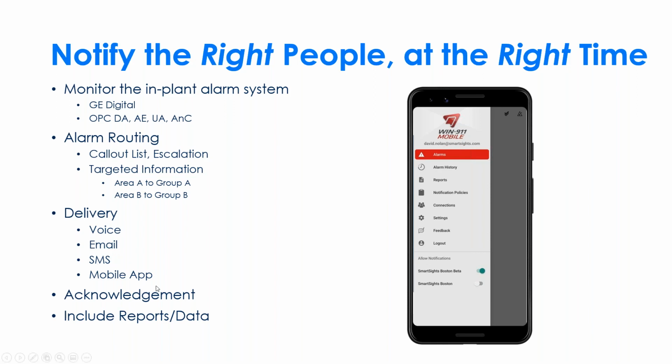With email and the mobile app, we have more sophisticated ways of delivering reports that can include charts, graphs, analysis, process metrics, things that really give a deeper understanding of the context around the alarm and sort of assist responders in addressing it.